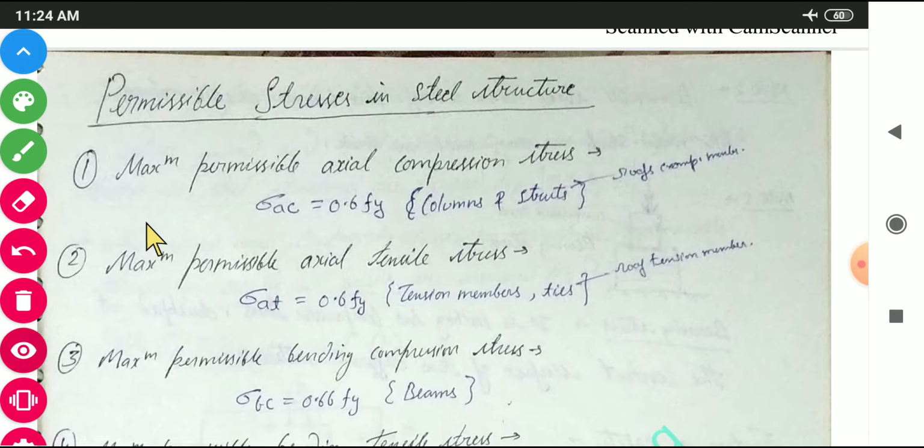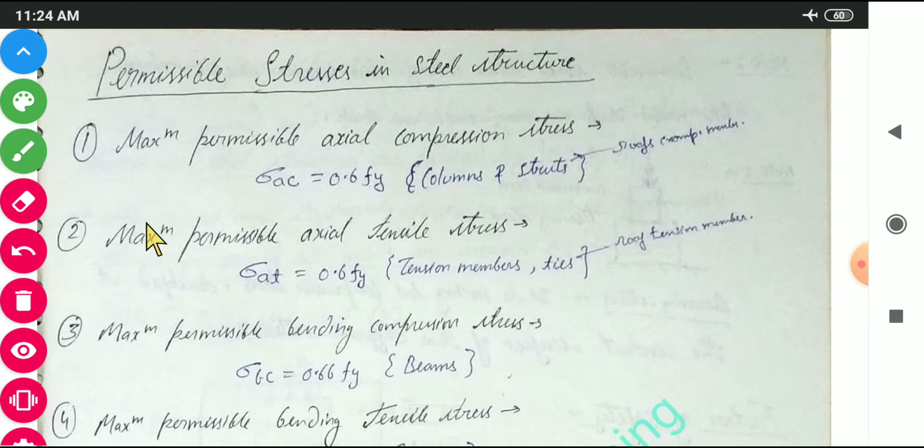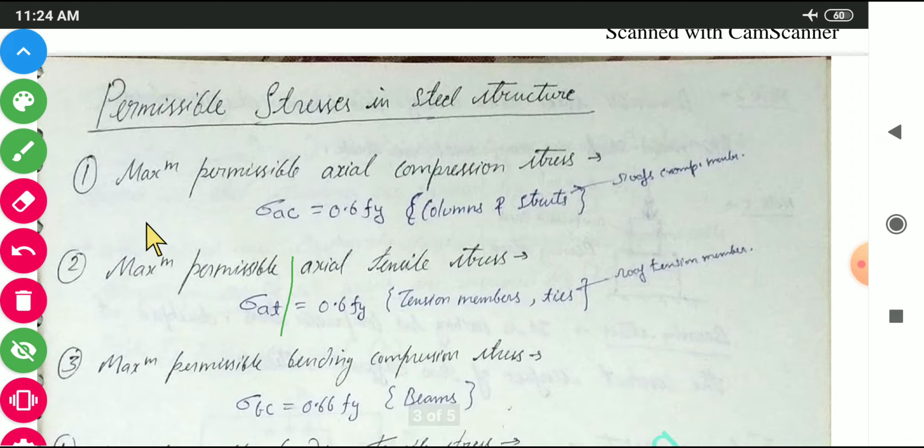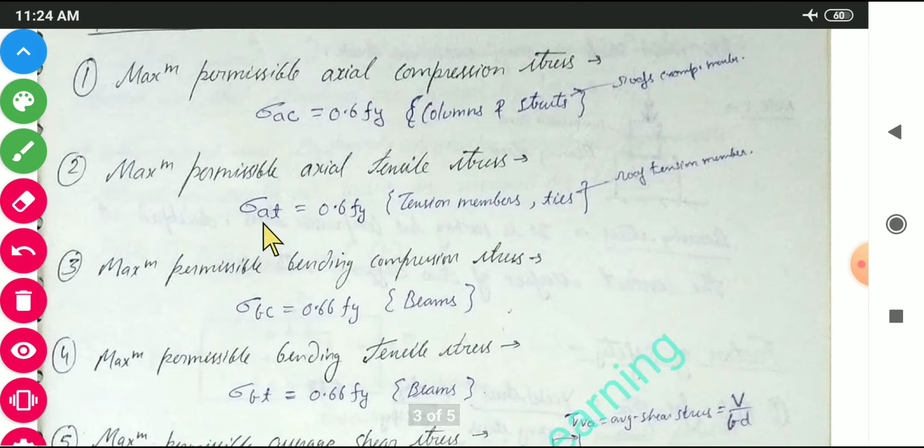Second one is the maximum permissible axial tensile stress. Here sigma AT represents axial tensile, and it is 0.6 Fy. Fy is the yield strength. It applies in tensile members or ties. Next we have the maximum permissible bending compression stress, sigma BC, which is equal to 0.66 Fy. Next is the maximum permissible bending tensile stress given by sigma BT. It is also 0.66 times Fy.